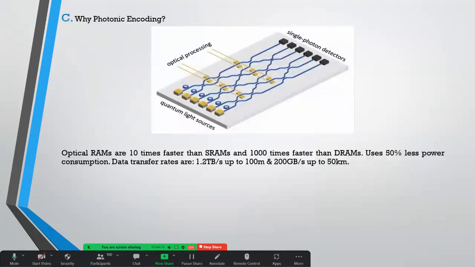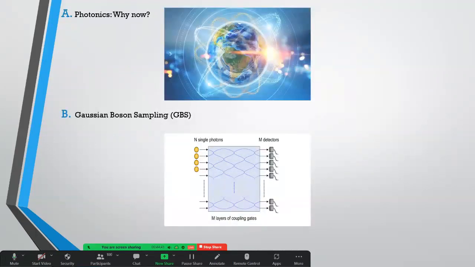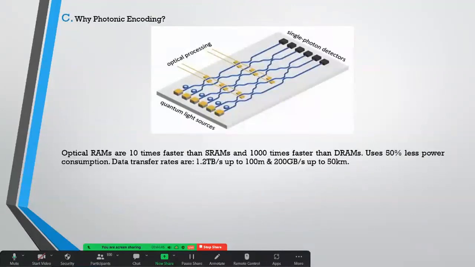Here we can see the single photon detectors, and these are the light sources. The light sources are sent from here, pass through these optical processes, and are received by these photon detectors. At the same time, they are sent back and forth. So this is how the system is going to work. This is a schematic diagram of the GBS.